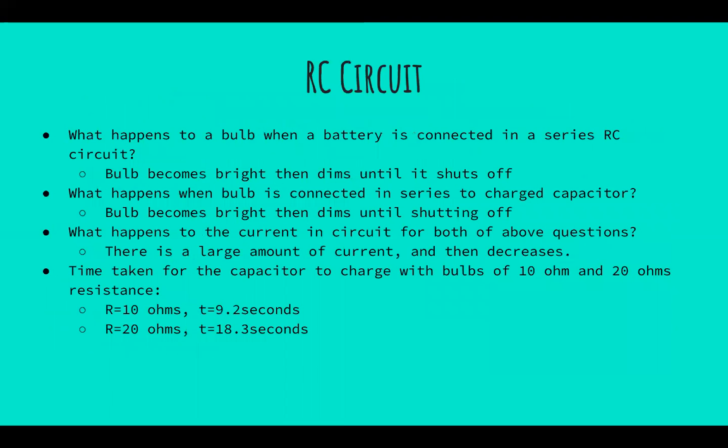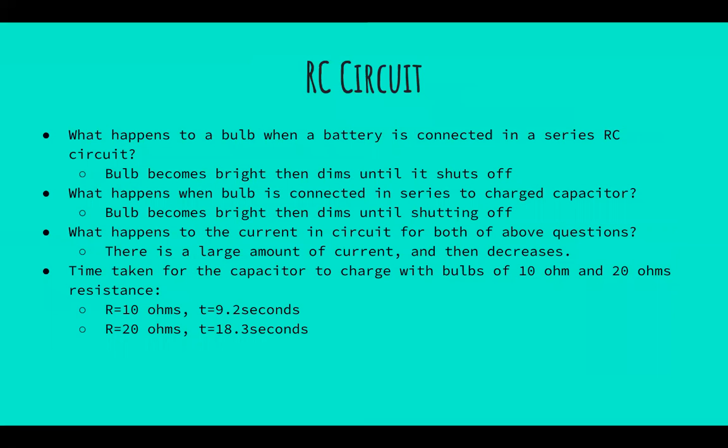So for the RC circuit, what happens to a bulb when a battery is connected in a series RC circuit? It becomes bright and then it dims until it shuts off. And the same thing actually happened whenever we connected it in series to a charged capacitor. It was bright and then it started to dim before eventually shutting off. So what happens to the current in the circuit for both? Well, there's a large amount of current, but then it starts to slowly decrease.